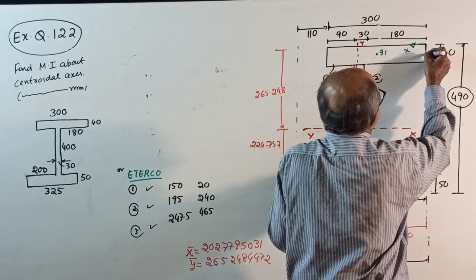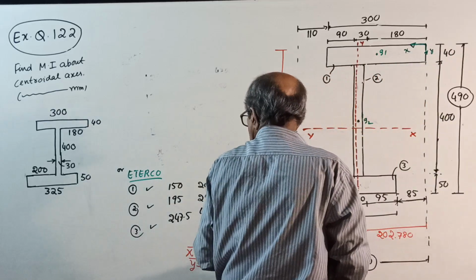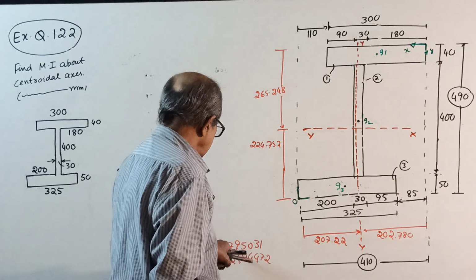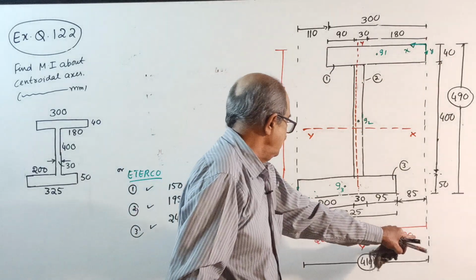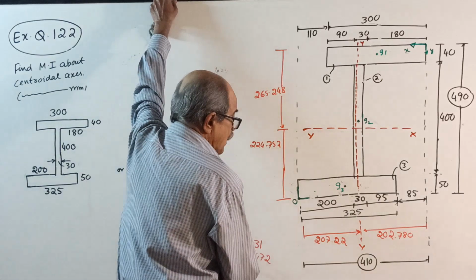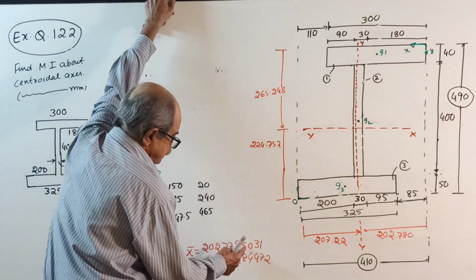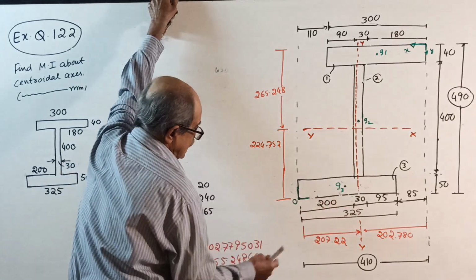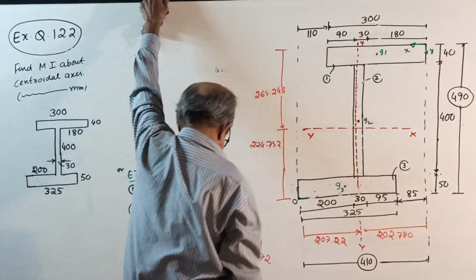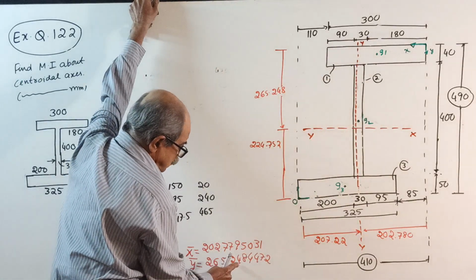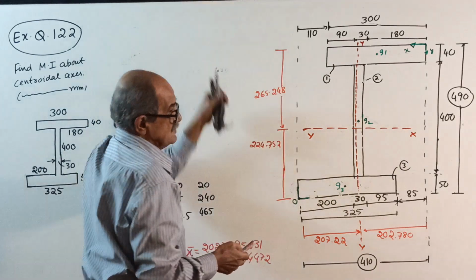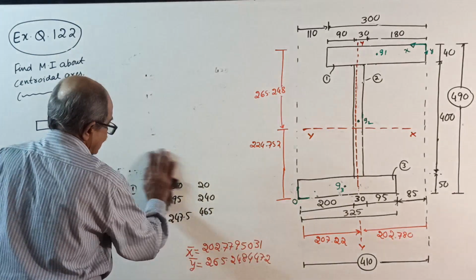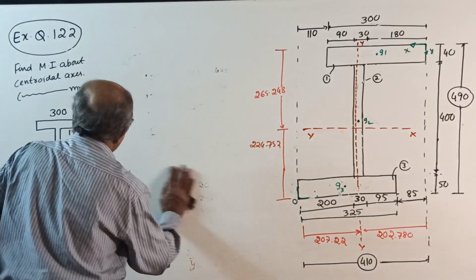X, Y. Then your X bar will come 202.7795031. Oh, yes, correct. See, 202 point, third decimal, this 5 will become 0, 8. 202.78. And Y bar will come 265.248. Oh, yes. Same answer. Correct. Perfectly tallying. It is tallying for full number also. See. Okay, now everything is over.